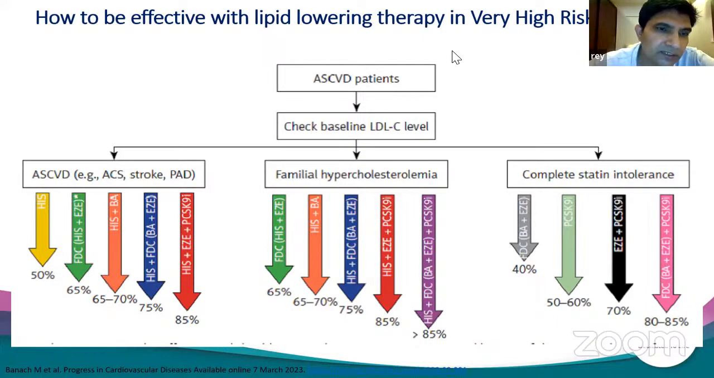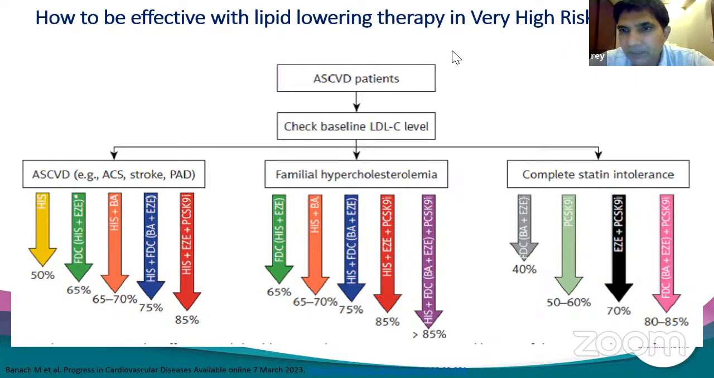After adding bempedoic acid to the high dose statin, the number increases by around 5 to 7%. And if ezetimibe is included along with the statin and bempedoic acid, then around 75% achieve the target level of LDL. And after adding PCSK9 inhibitor with ezetimibe and high dose statin, it is around 80% target achievement. In familial hypercholesterolemia, with high dose statin and ezetimibe, only 65% of patients achieve the lipid target. But after adding bempedoic acid along with ezetimibe and PCSK9 inhibitors, 85% or more of patients achieve the target level of LDL cholesterol.